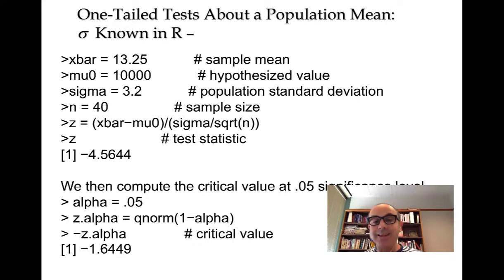So when we compute the critical value at the 0.05 level, in R I will call it alpha. In this case, it's 0.05. So z alpha will be from the normal distribution, quantile of alpha, or 1 minus alpha. So minus z alpha in this case will be minus 1.6449.